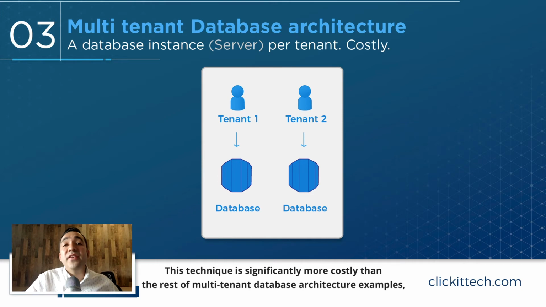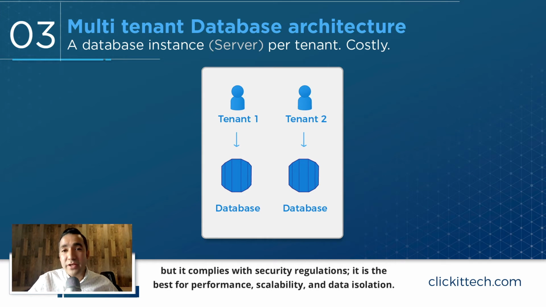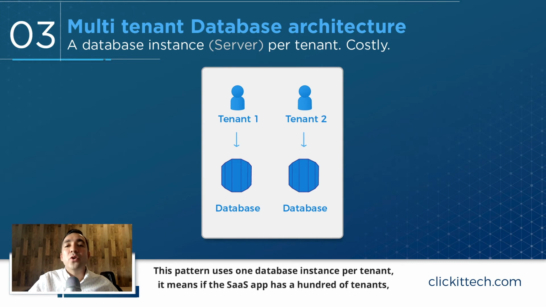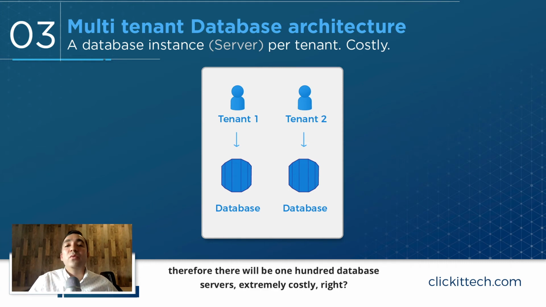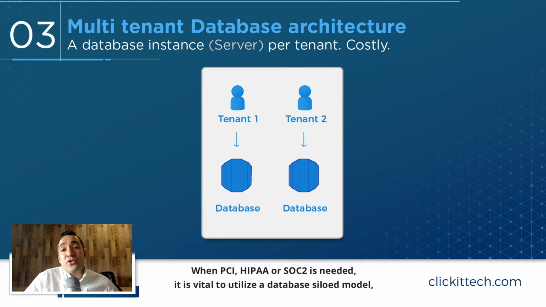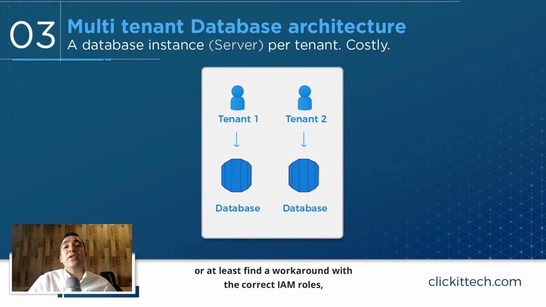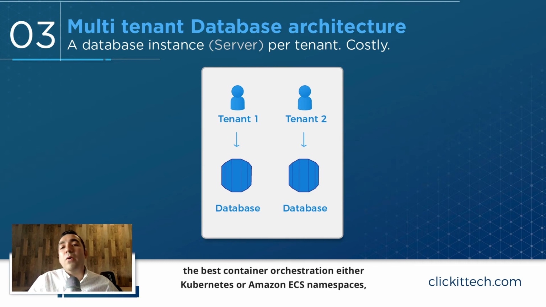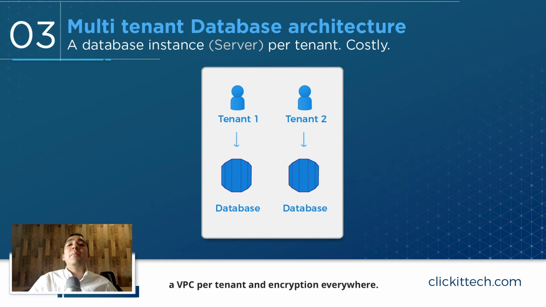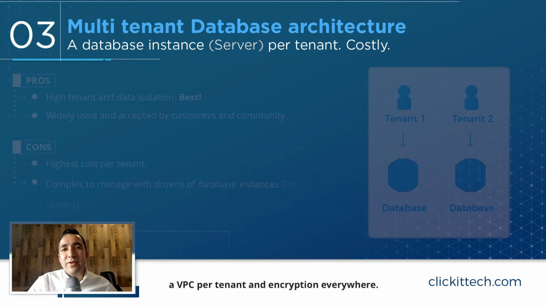Or number 3, a database instance per tenant, single tenant database. This technique is significantly more costly than the rest of the multi-tenant database architecture examples, but it complies with security regulation. It is best for performance, scalability, and data isolation. This pattern uses one database instance per tenant. It means if the SaaS app has 100 tenants, therefore there will be 100 database servers. Extremely costly, right? When PCI, HIPAA, or SOC 2 is needed, it is vital to utilize a database siloed model, or at least find a workaround with the correct IAM roles, the best container orchestration, either Kubernetes or Amazon ECS namespaces, a VPC per tenant, and encryption everywhere.